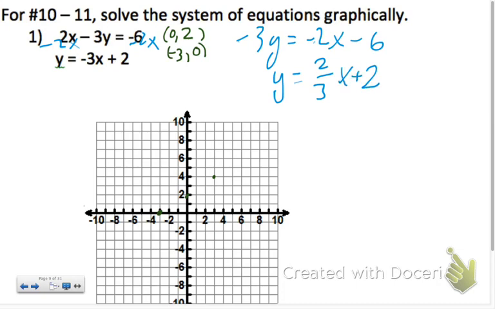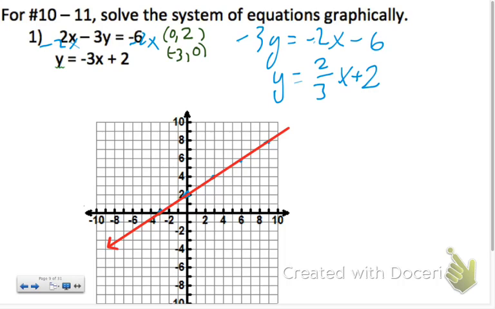Alright, and that would give me the exact same line. I have my y-intercept of 2, and then a slope of 2/3, so up 2 over 3, up 2 over 3, continuing my pattern and whatnot. And then here's the line. Now I'm going to graph the second one.